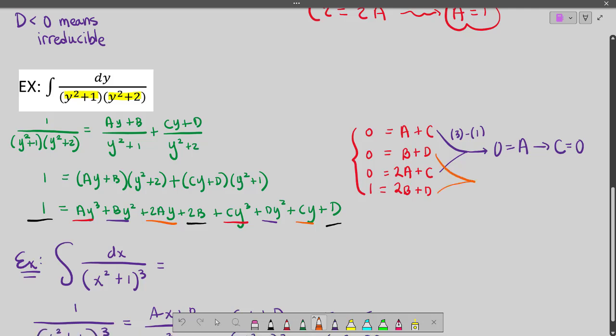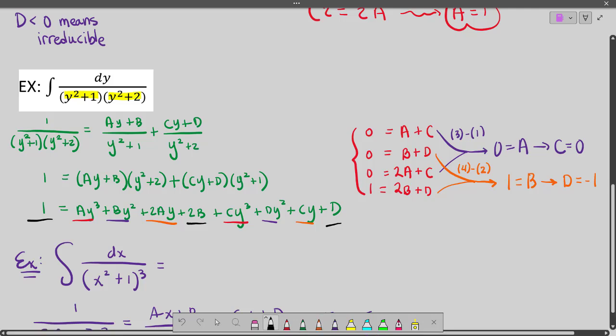Then let's come down here and do those ones. It looks like if we do 4 minus 2, so equation 4 minus equation 2, so 4 minus 2, 1 minus 0 is 1, 2b minus b is b, d minus d is 0, so that gives us b is equal to 1, which makes d negative 1. Everyone okay with that?